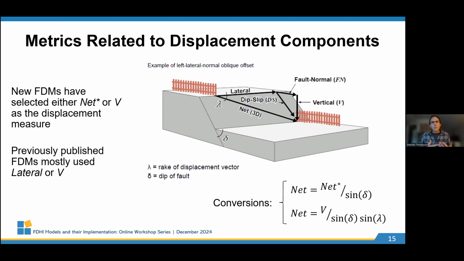As Alex mentioned, one of the unique and really wonderful aspects of the FDHI database is the detail of the documentation. And a lot of that detail is really lacking as to what was the basis for some of those previously published models. And then down here are some examples of the conversions that we will need to do if the objective of a project is to determine net displacement, where we need to divide either the net star by the sine of the dip, or in the case where vertical is the displacement measure, we need to divide by both the sine of the dip and the sine of the rake.